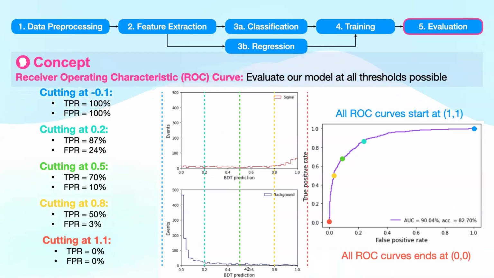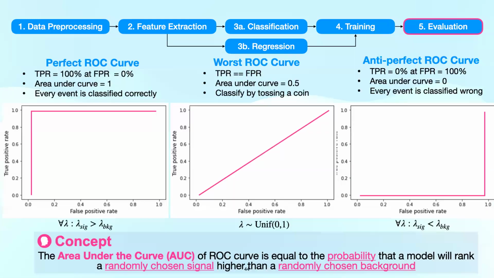And lastly, I can make a cut at 1.1. If I make a cut at 1.1, I'm basically rejecting every single event in my data set, right? So if you do this, your true positive rate is 0 because you are rejecting every single signal as background, but your false positive rate is also 0 because you correctly rejected every single background. So this will end up as 0,0 on this true positive rate versus false positive rate plot. And so basically all the ROC curves you make, regardless of what kind of model you are using, will always end at 0,0 and 1,1. So the ROC curve will always start at this position and end at this position, and what's really different is how this curve is drawn for different kinds of classification tasks.